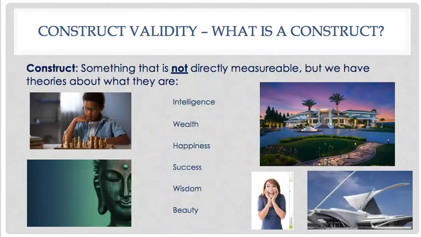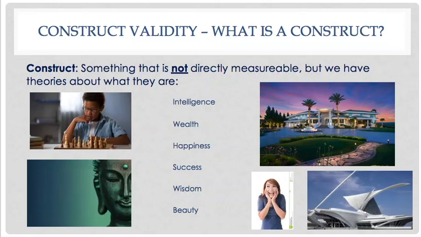Intelligence, wealth, happiness, success, wisdom, beauty, job satisfaction, marital satisfaction, health. All these things are things that we've kind of made up conceptually, and we all feel like we know what they are, but we can't see them directly. Things that we can measure directly are things like height, weight, color, mass, things like that. And color is kind of an iffy one because I would need to define that as the wavelength of light. But I can do that directly. I can measure that directly.